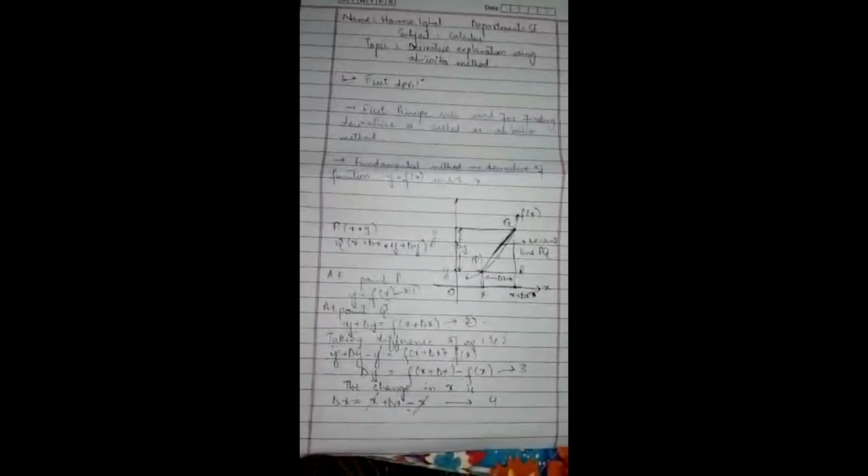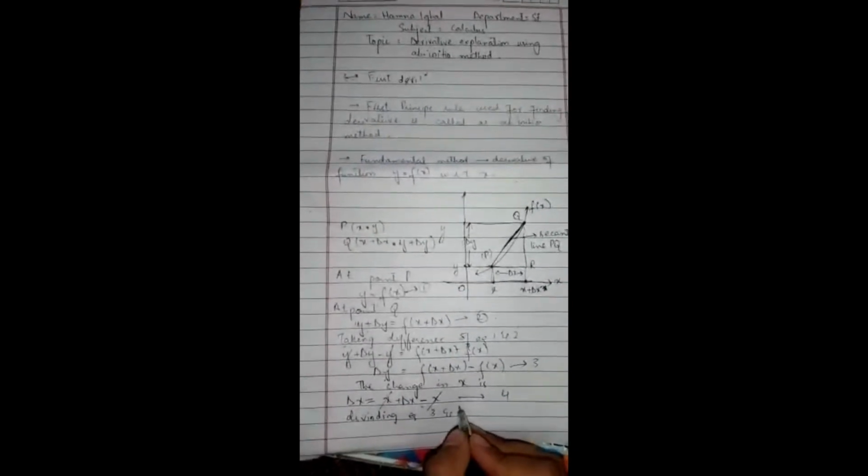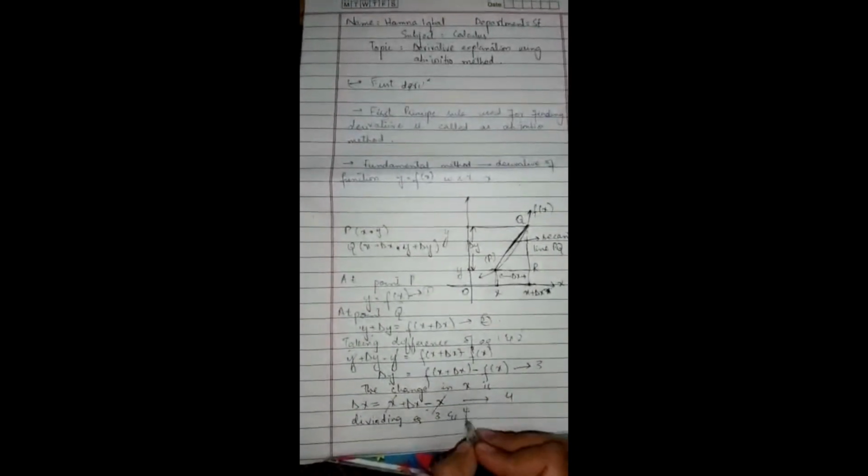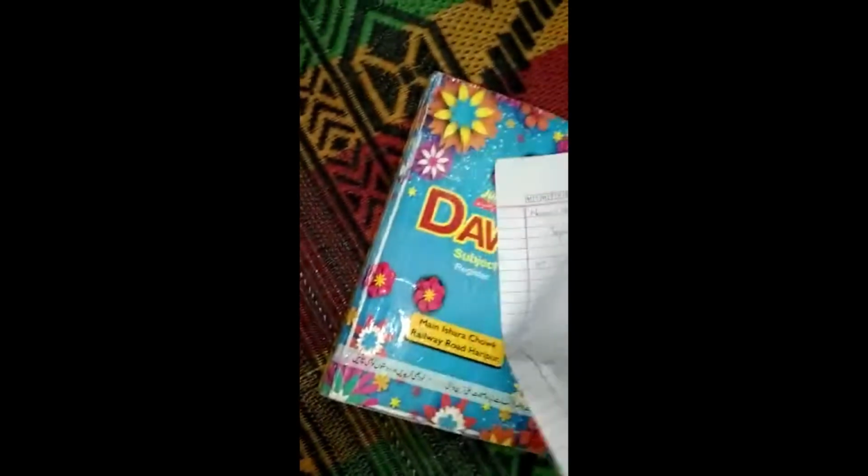Now by dividing equation 3 and 4, we get equation 3 divided by del x, which is equal to, and we can write it over here on the next page.